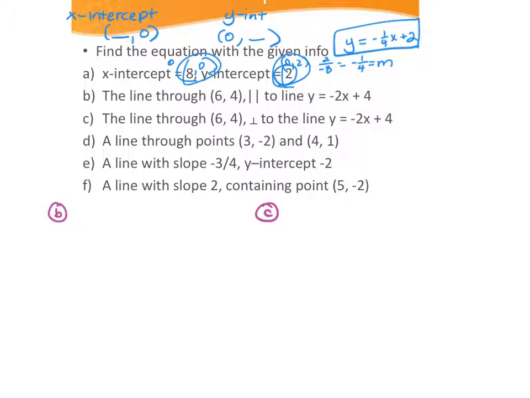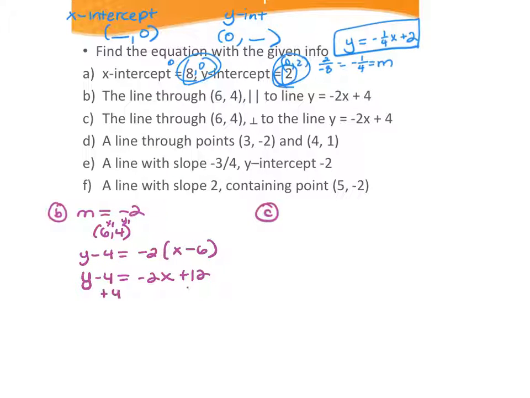All right, so B says a line through (6, 4) that is parallel to y equals negative 2x plus 4. So what do I need that negative 2x plus 4 for? Right, I needed the slope. If the slope of that line is negative 2, what's the slope of a line parallel to it? Negative 2. So I'm using that slope, and I'm using this point. Again, you could plug it into y equals mx plus b, or you can plug it into point slope, which is y minus y1 equals m times x minus x1, and I get y minus 4 equals negative 2x plus 12. Add the 4. y equals negative 2x plus 16.